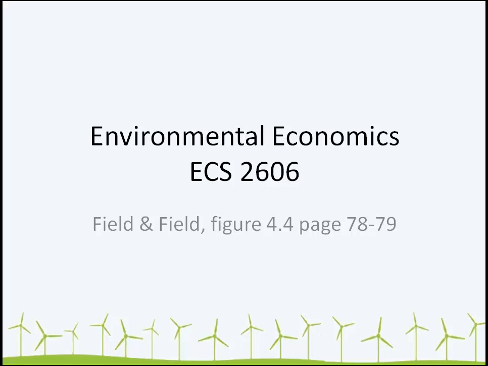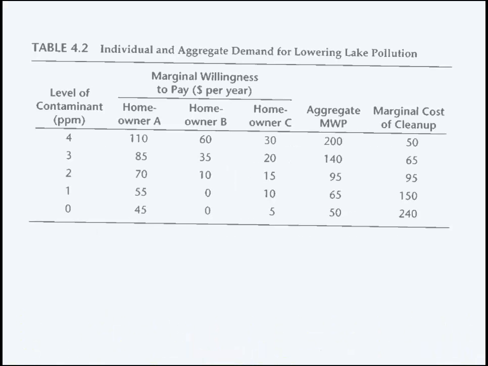We're looking at figure 4.4, page 78 and 79 of your textbook. The first thing we look at is this table given to you that explains the story of a nearby lake that's polluted, and there are 3 houses on this lake, house A, B and C, and the owners are willing to pay a certain amount, meaning they have a demand for cleaner water.